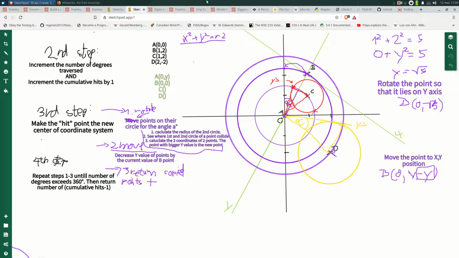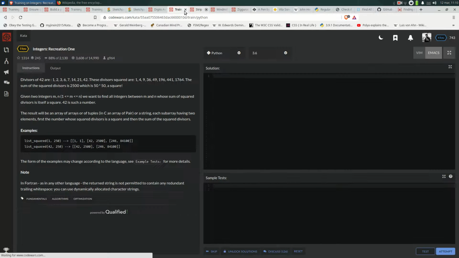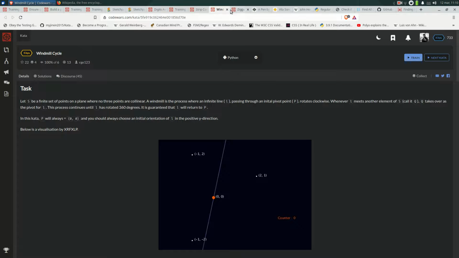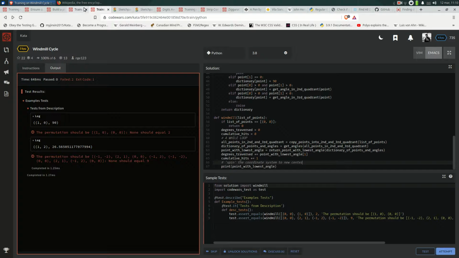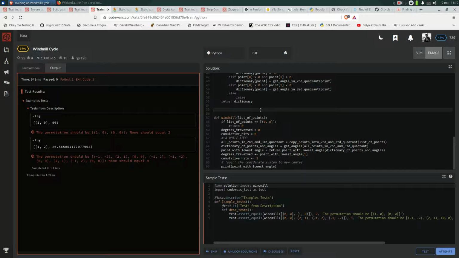Alright, and that becomes a little bit tricky now, because I think that we have to make, where is this? Oh, what did I do? Not this one. Windmill cycle, we can close this one because we're already training on it over here. So we say spin the coordinate system to new center.